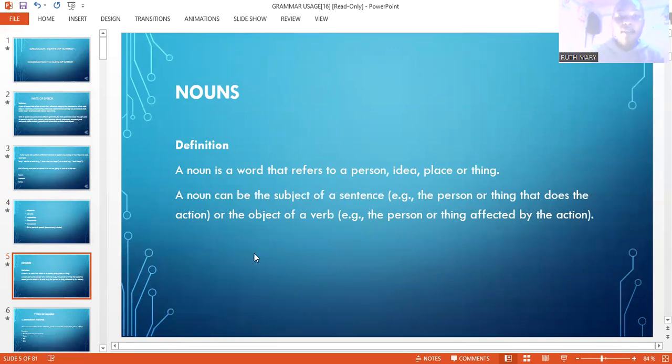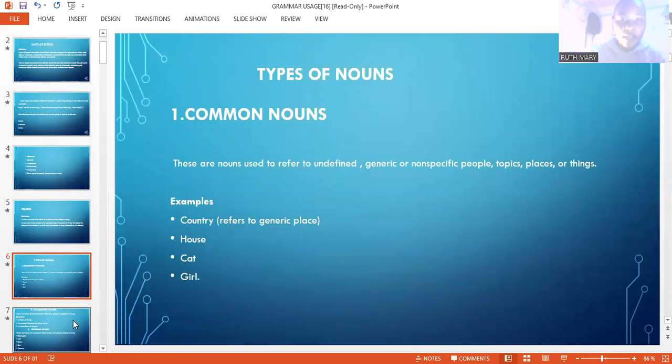A noun can be the subject of a sentence, for example, the person or thing that does the action, or the object of a verb, for example, the person or thing affected by the action. Let's look at the types of nouns. One, we're going to look at common nouns.